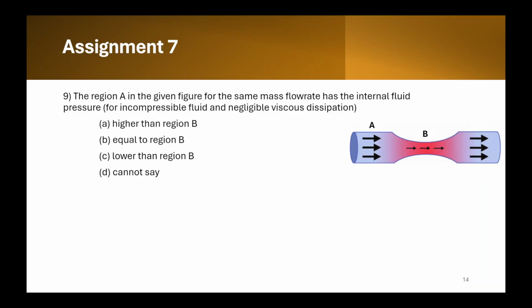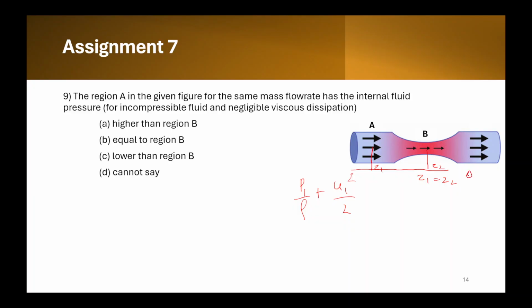Next question. The region A in the given figure for the same mass flow rate has the internal fluid pressure, for incompressible fluid and negligible viscous dissipation, higher than region B, equal to region B, lower than region B, or cannot say. So here we will apply Bernoulli's theorem. P1 by rho plus U1 square by 2, and because there is no height difference from the reference, suppose the center of both, Z1 is equal to Z2.